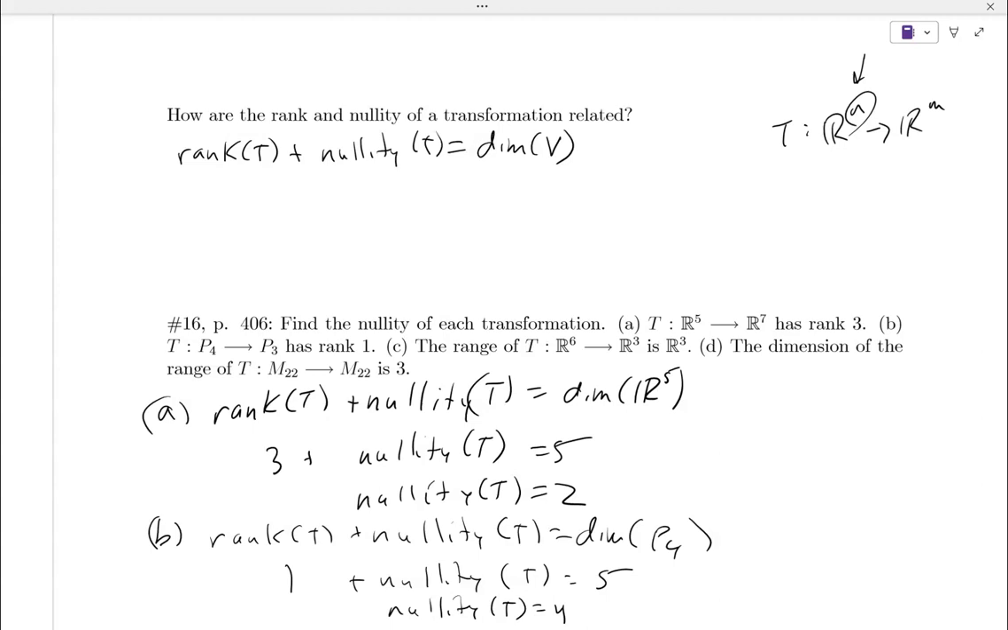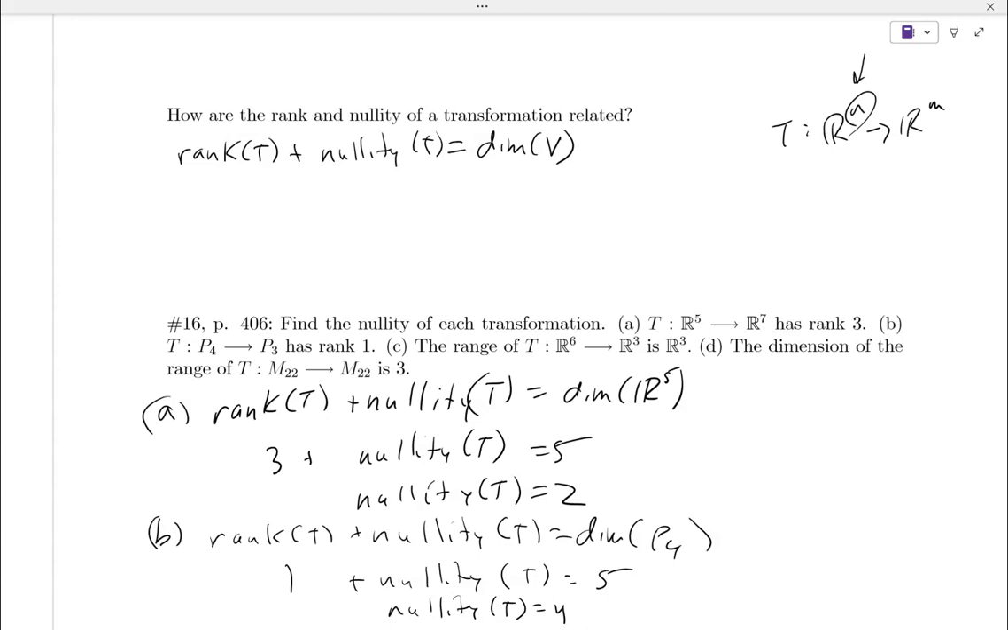All right, the next one's just changing the words around, making sure you understand what the words mean. The range of T is R3 in this one. Well, let's talk about different words that we might mean that. If the range is all of the codomain, we say the transformation is what? Onto, right? This is onto, since my codomain is my range.